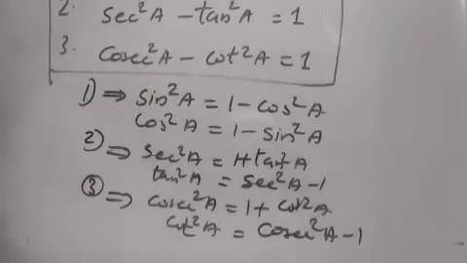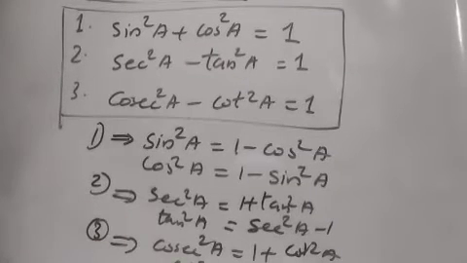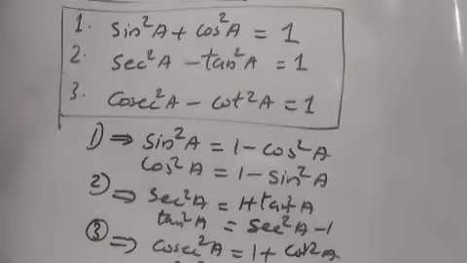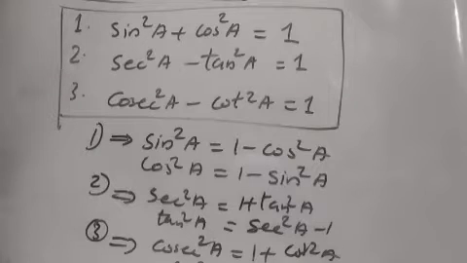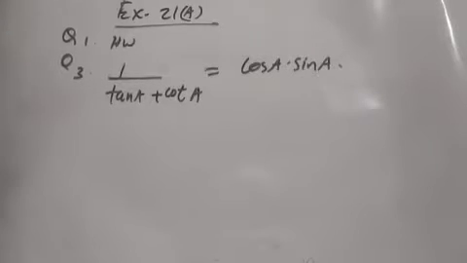Don't try to learn all these equations by heart, just learn the 3. From that we can obtain the other formula when it is needed. So sin square A plus cos square A is 1, sec square A minus tan square A is 1, cosec square A minus cot square A is 1. Let us solve the problems from exercise 21A. First question homework.